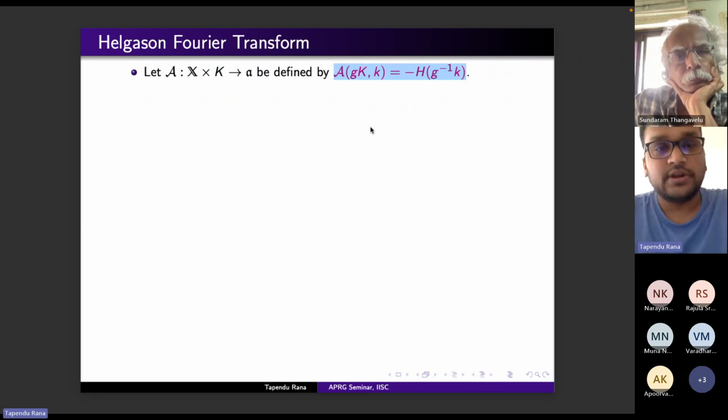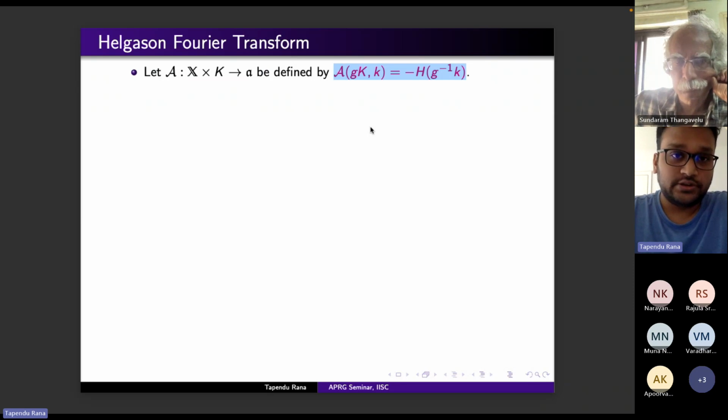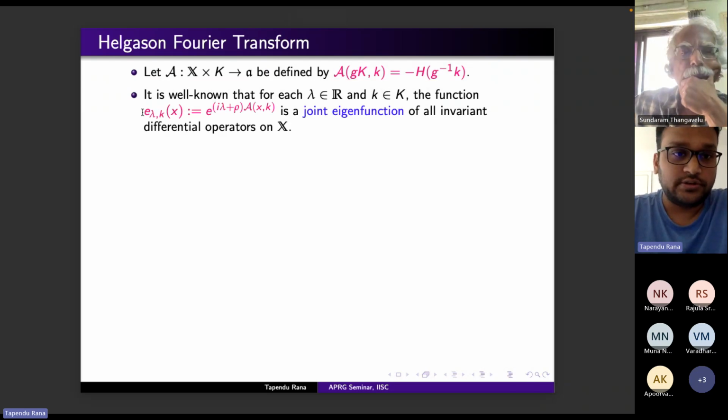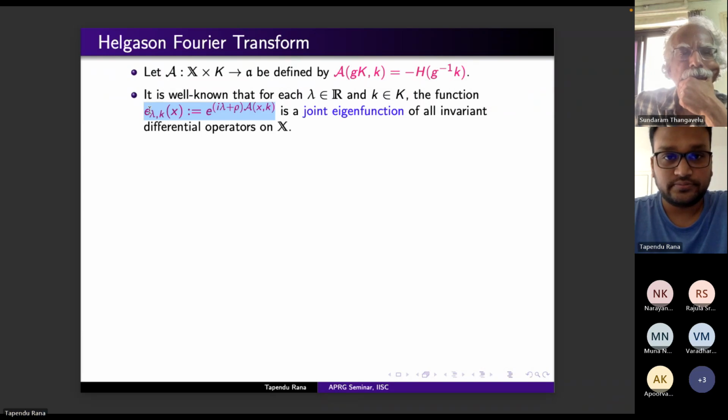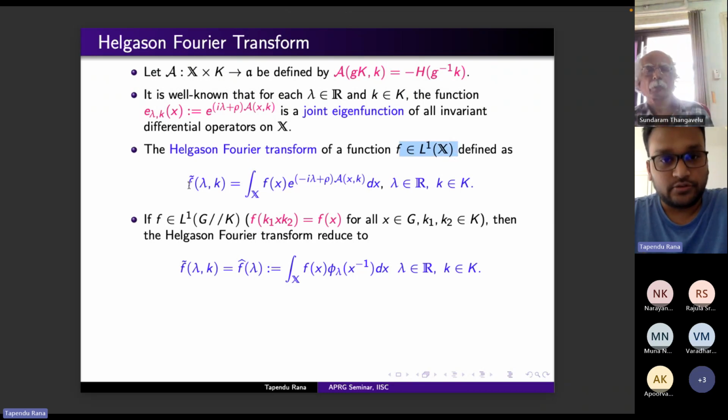Now to define the Helgason Fourier transform, we will do exactly the same way as we did in the Euclidean setting. We simply integrate the function against all the eigenfunctions of the Laplacian. Here, the eigenfunctions of the Laplacian are exactly of this form, e_{λ,k}(x). So for an L1 function on the symmetric space, we define the Helgason Fourier transform by integrating the function f(x) against this e_{λ,k}(x), which is the eigenfunction of the Laplacian.